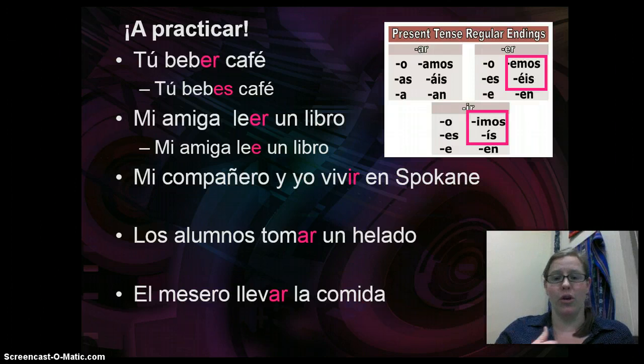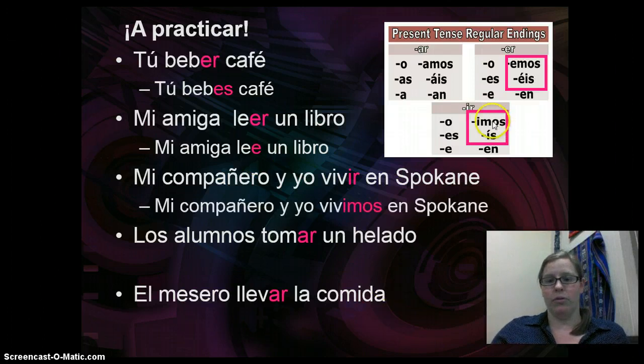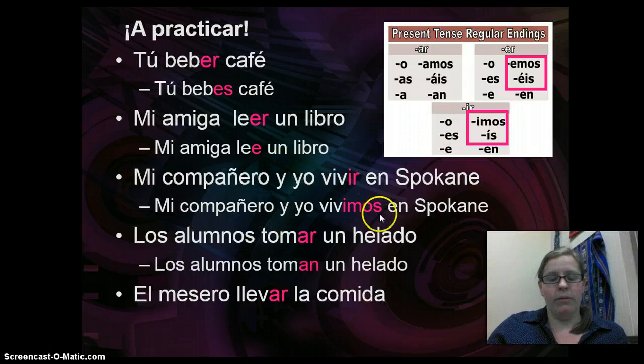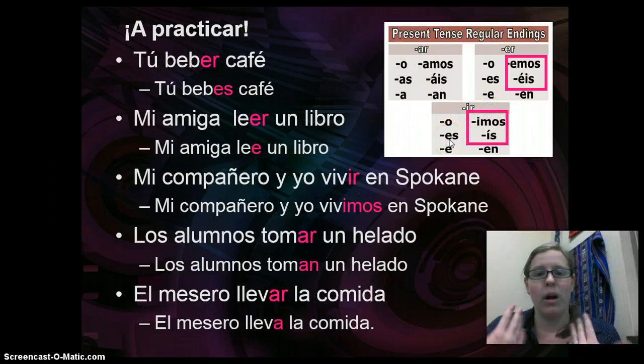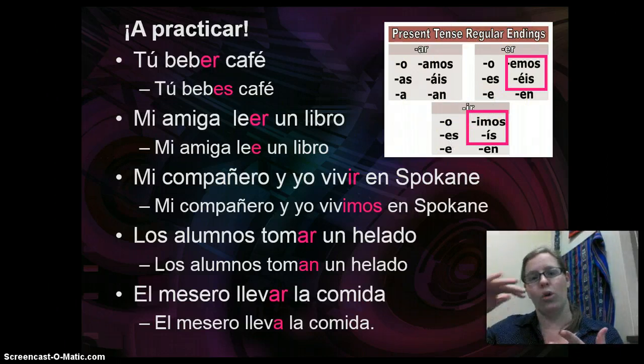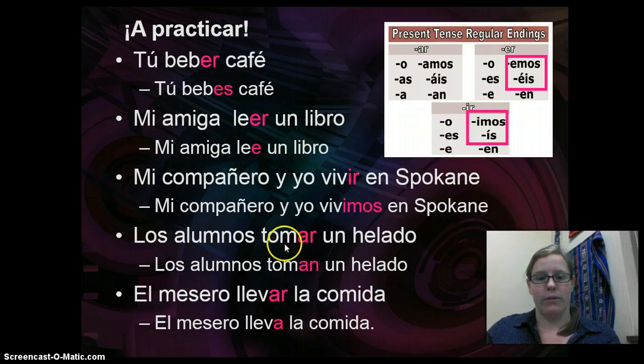Mi compañero y yo. This time we're going to go with vivimos. Because anytime you see this y yo, that's a trigger that we're talking about nosotros, right? Anyone plus me is we. So then we have los alumnos toman and el mesero lleva. The reason I threw in these AR verbs together with the other ones was just to remind us that just because we're switching from AR, ER, and IR doesn't mean we're doing anything different. We're just looking at different endings. That's all. We're not really learning any new strategies or steps. This is the only thing we have to worry about for now. So we want to make sure we don't forget the old stuff, okay?